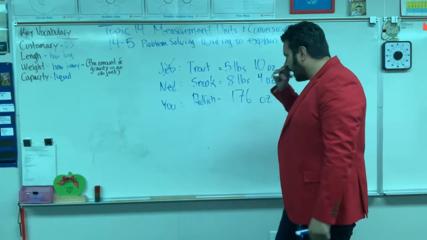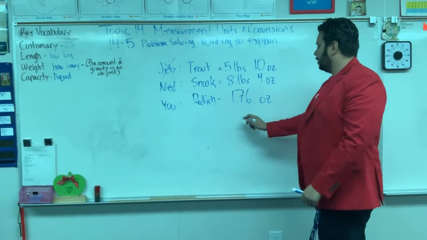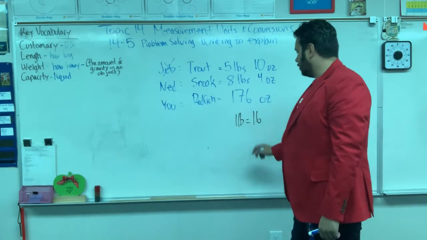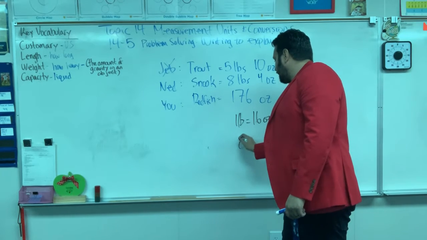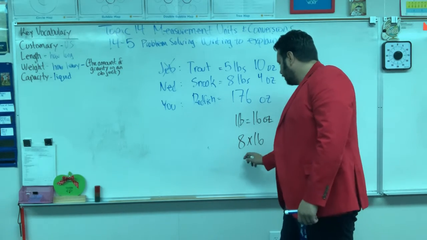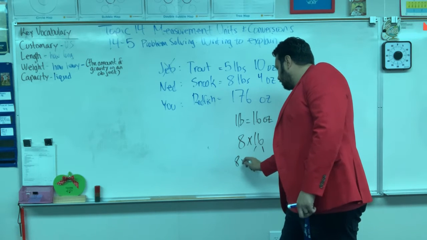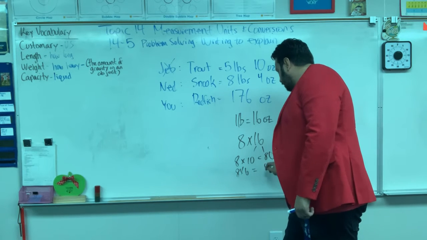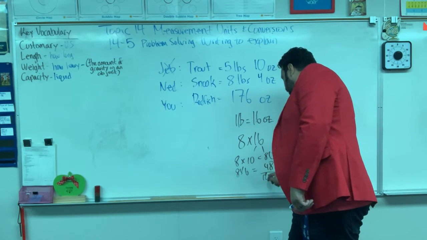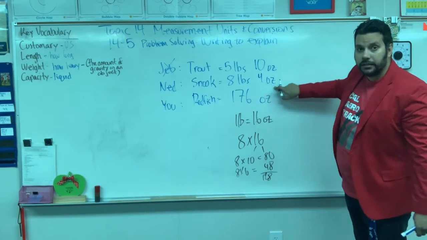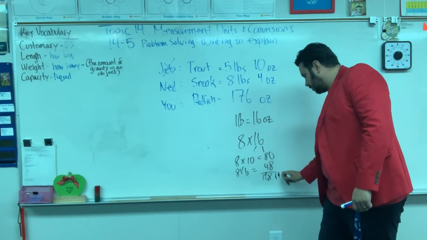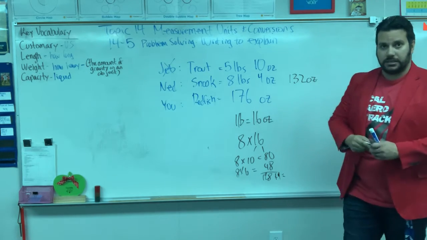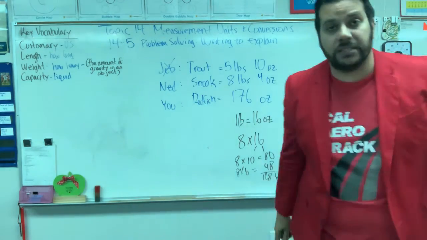Good. And I know from my chart that 1 pound equals 16 ounces. So if I do 8 times 16, I'll break this up. 8 times 10, 8 times 6, that's 80, that's 48. That's 128 plus the additional 4. This snook is 132 ounces. Congratulations! You are the best fisherman for the day.